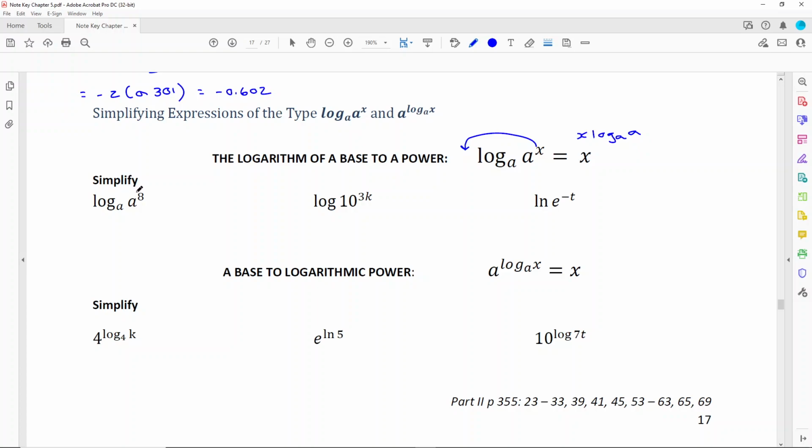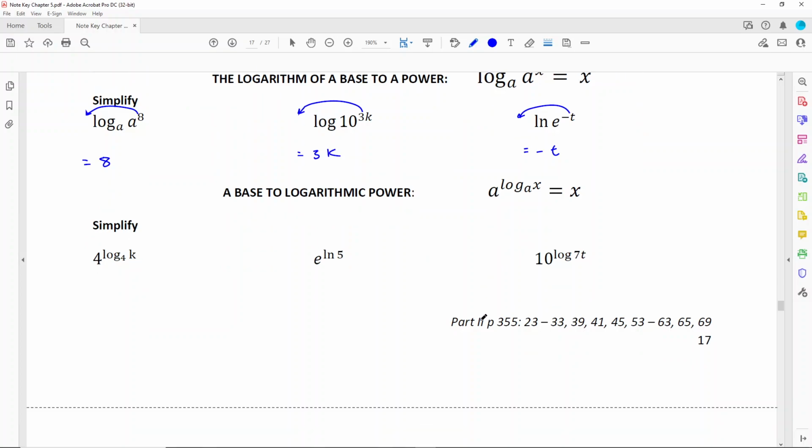So every single one of these, if you were to bring the power down, right? If I brought the 8 down in front, if I brought the 3k down in front, if I brought the negative t down in front, I'd be left with log to base a of a, log to base 10 of 10, log to base e of e, right? So every single one of these, I get the exponent as the answer. So that's a rule. If you ever notice that you have the log base something of the same something, the answer is the exponent. But it's not a rule you have to know. Apply the power rule, right? Solve it for yourself. The next one's a little bit trickier.